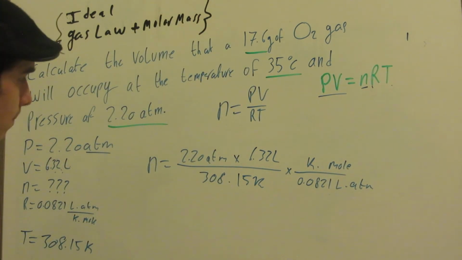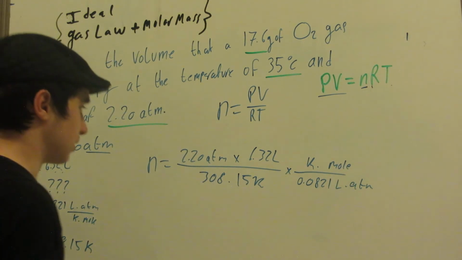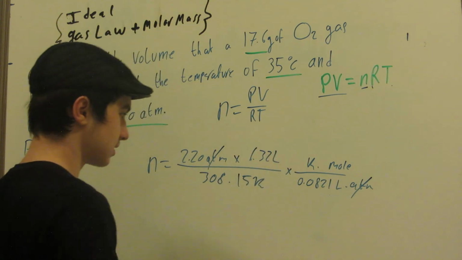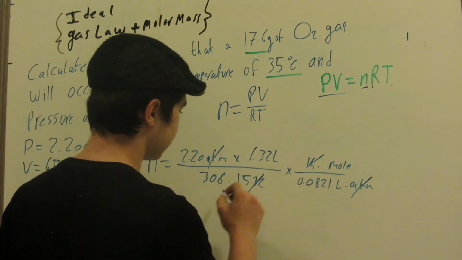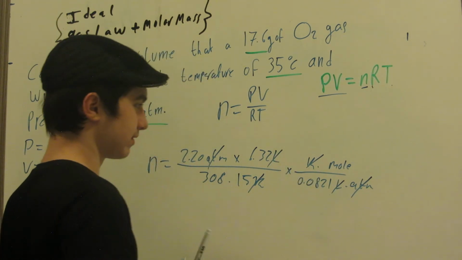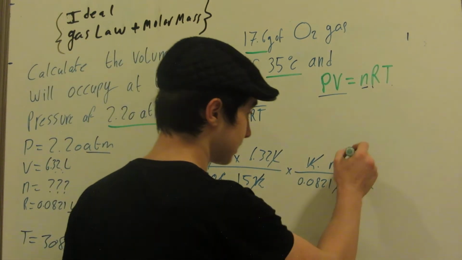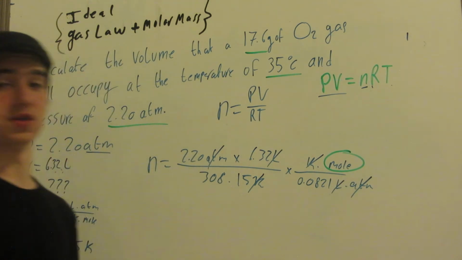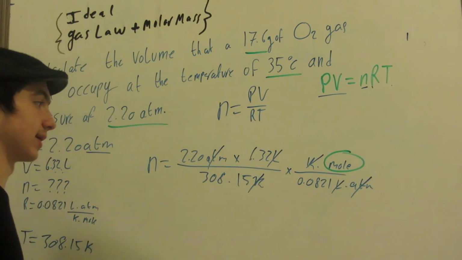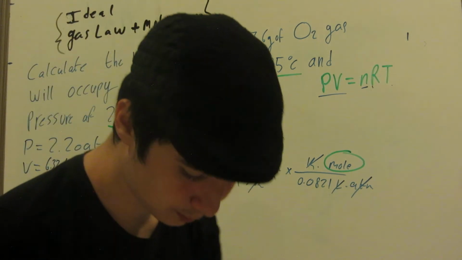We start solving the units. ATM goes with ATM, cancelling the units. Kelvin goes with Kelvin. And what do you have left? Liters goes with liters. What is the unit left that wasn't cancelled? You're right, it was moles. That showed that we're searching for moles. That's a good sign, we're doing everything right. Let's do the math right now.